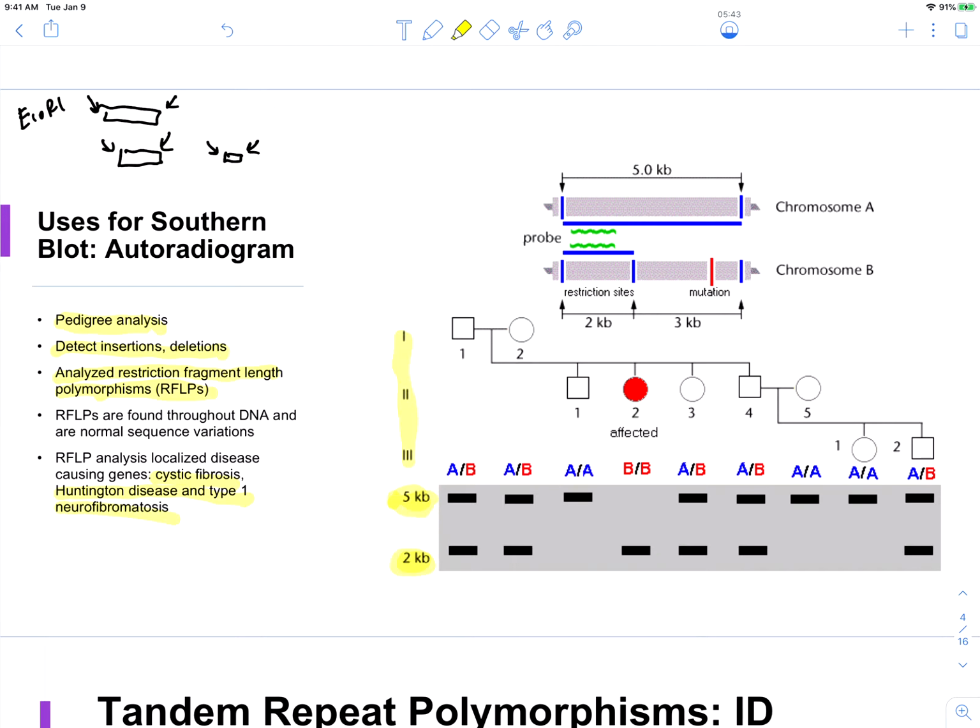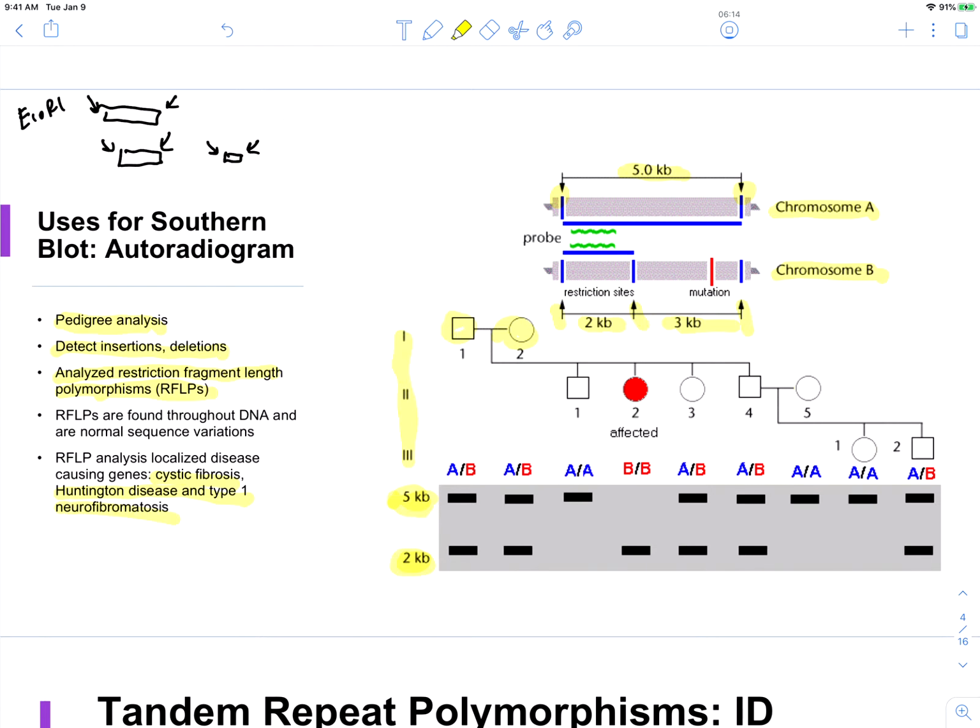On chromosome A, you can see that you have your restriction sites, which are here and here, and so you get a 5 kilobase band. Then on chromosome B, you have more restriction sites, so you get a 2 kilobase band and a 3 kilobase band. Now, what you're looking for here is inheritance of a mutation. You can see that you have your first generation, maternal and paternal.